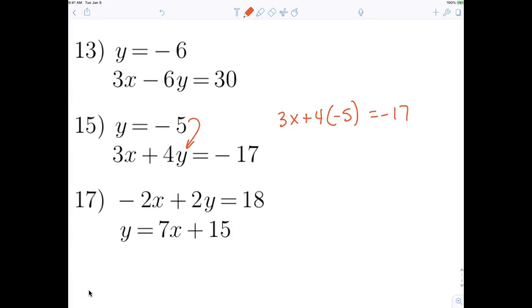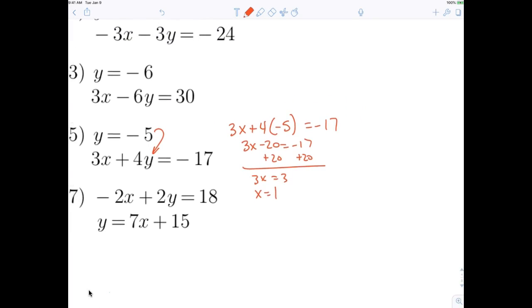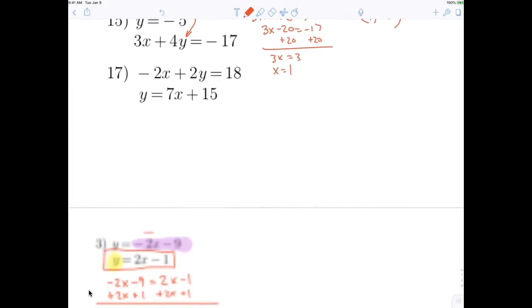Now when I solve this out, 3x minus 20 equals negative 17. Add 20. So 3x is equal to 3, so x equals what? 1. X equals 1. Everybody okay with that? And if x equals 1, they already told me what the y value is. What's the y value? Negative 5. So 1, negative 5 is good. Everybody okay?